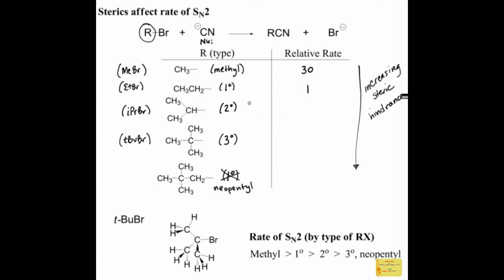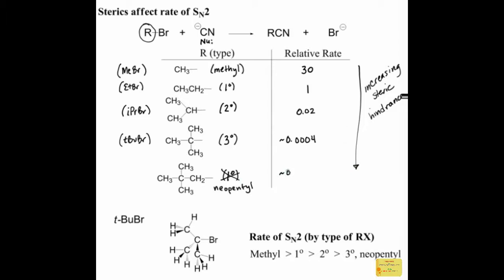When you make it secondary, it now goes to 0.02, so it's 50 times slower by having isopropyl instead of ethyl. And when you go to tert-butyl, our number becomes approximately 0.0004. So now we're looking at a reaction that's so slow, it's barely measurable. Okay, and how about neopentyl?